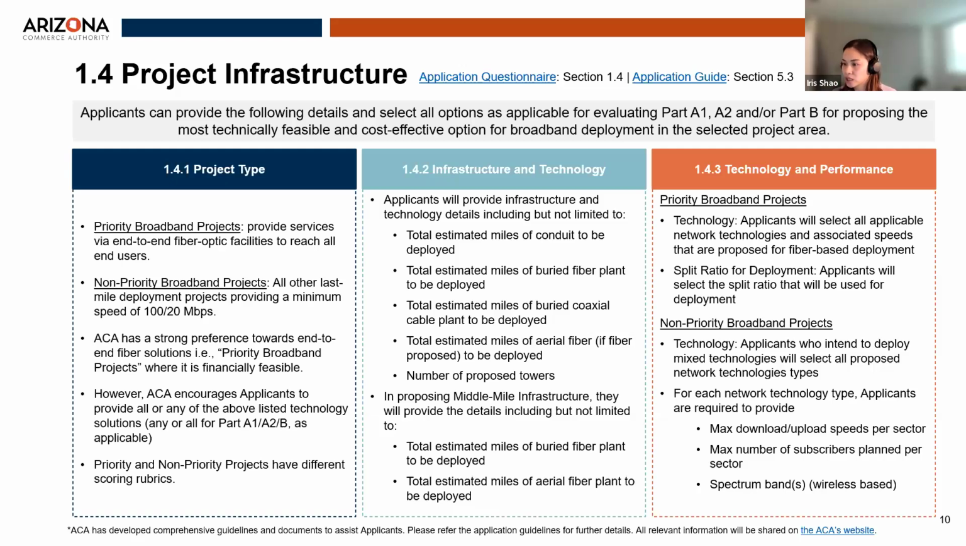And finally, for the technology and performance section, for priority projects, you'll be asked to provide technology using the FCC code and the split ratio for deployment. And if the same split ratio is not used across deployment, you'll be asked to provide reasons and the nodes that do not conform to it. For non-priority broadband projects, you'll also be asked to provide the technology using FCC's code. And then you'll also be asked to provide maximum upload and download speed per sector, the maximum number of subscribers per sector, and if you're proposing wireless-based technology, the spectrum band.